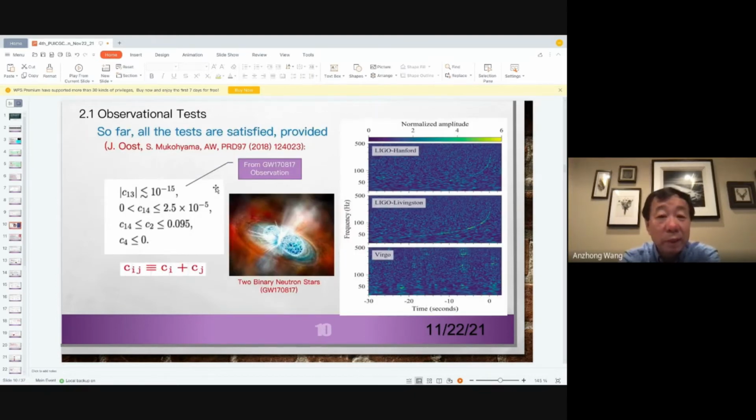So if you put them together, you will find there are 4 constraints. One is the C1 source opposite wall has to be less than 10 to the minus 15, and the C14 has to be positive, less than about 10 to the minus 5. Then C2 also has to be greater than C14, less than 0.095, which comes from nuclear synthesis requirement. At the same time, C4 has to be less than or equal to 0. So these are the constraints from all the observations we got so far.